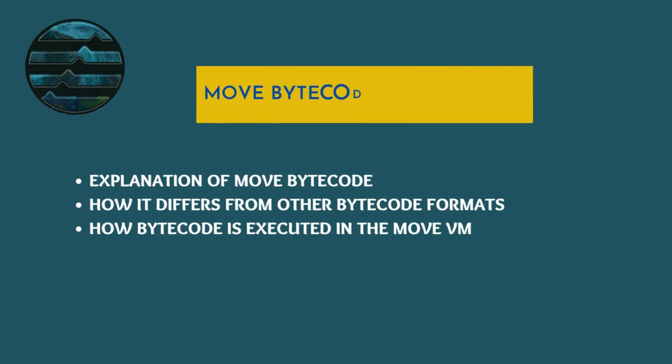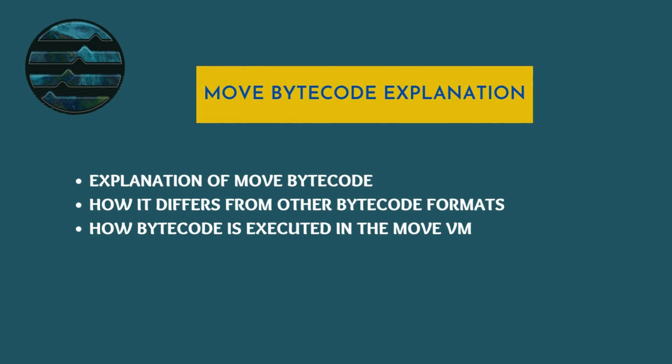Now let's explore Move bytecode, the low-level representation of Move programs that is executed by the Move virtual machine. Move bytecode is a binary format that is generated by the Move compiler from Move source code. It is a stack-based language, similar to other bytecode formats like Java bytecode and Ethereum Virtual Machine (EVM) bytecode.